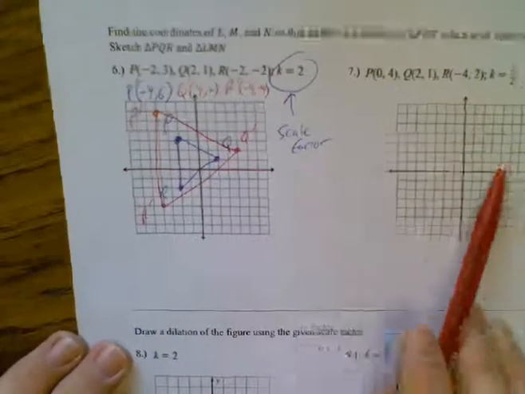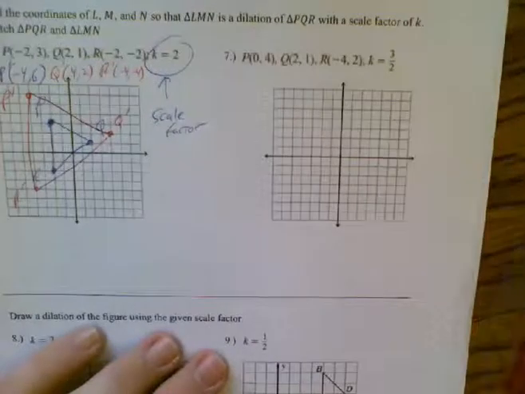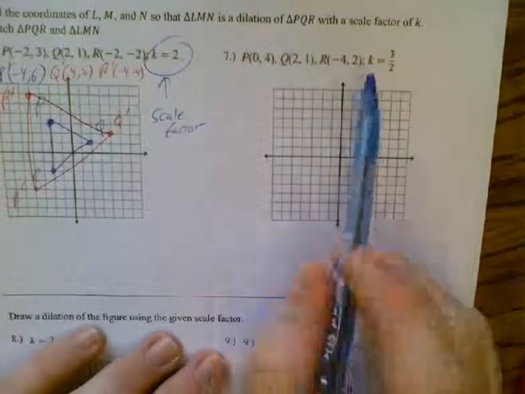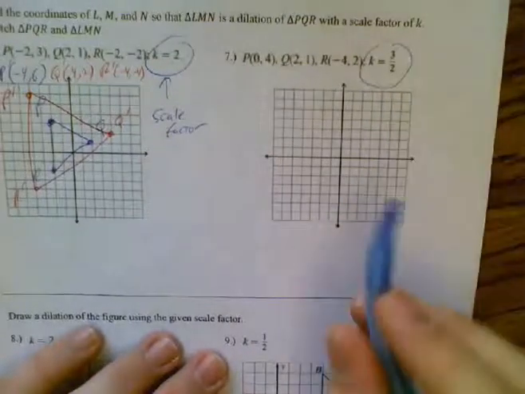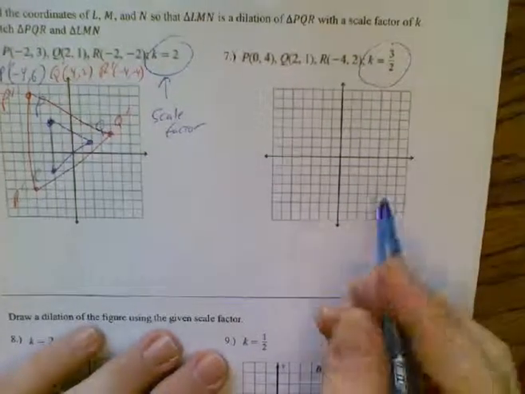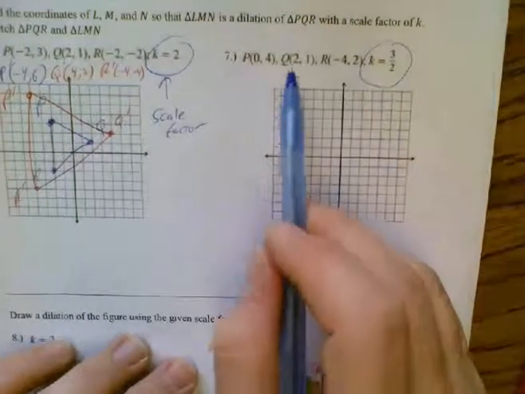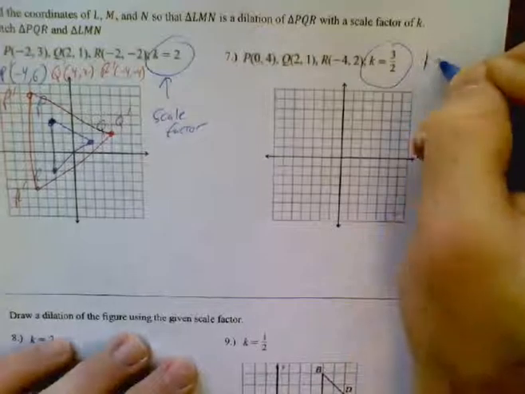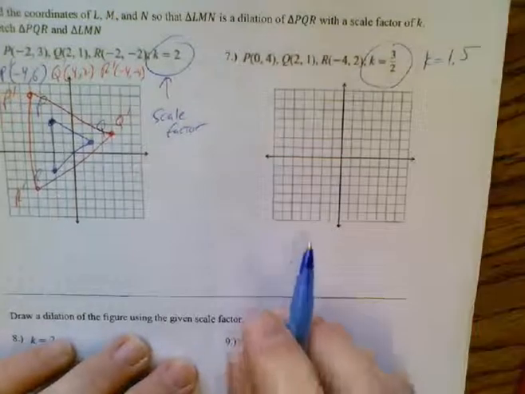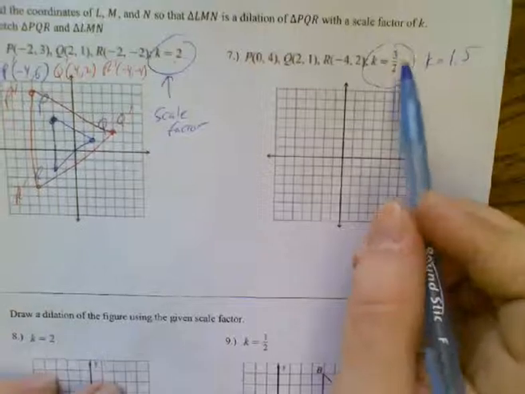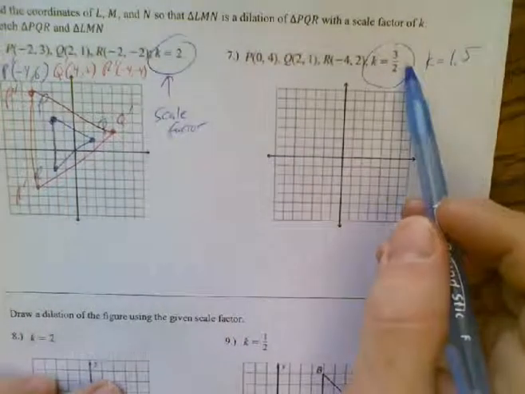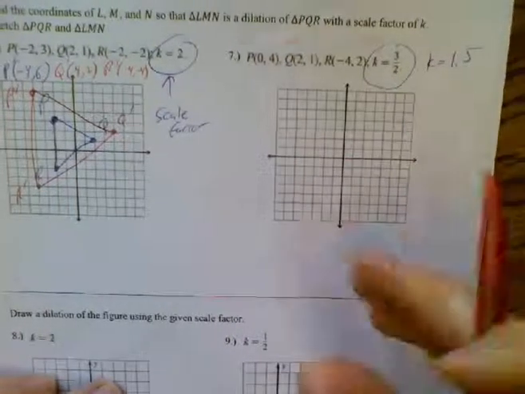All right, how about this one? Numbers aren't so nice, but you know what? It's the same concept. 0, 4, 2, 1, negative 4, 2. Apply a scale factor of 3 halves. What might be easier, if you're having a little trouble with the fraction part of it, you could rewrite this as 1.5. But 1 1/2, 3 halves, 1.5, they're all the same thing. They'll get you the same results. It's just a matter of applying it to each and every point.